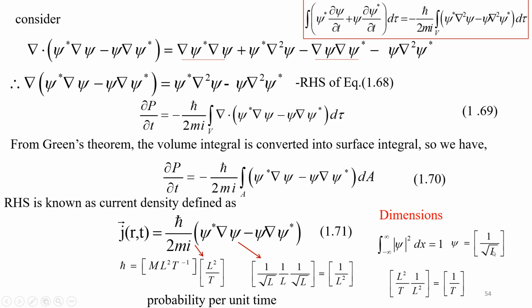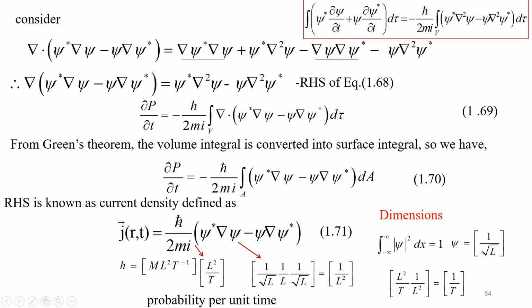Now ψ has a unit of 1 by root L, and ψ star also will have 1 by root L unit. What about your del ψ? Del ψ has a unit of d by dx, so this will have 1 by L. ψ has a unit of 1 by root L. Root L and root L will give L, and L multiplied by 1 by L gives 1 by L squared. So this term in the bracket will have the unit of 1 by L squared.